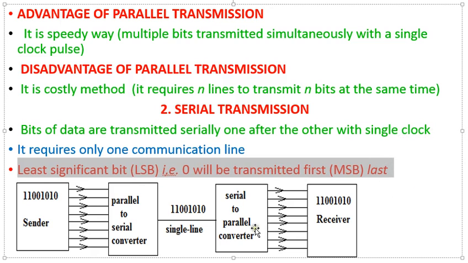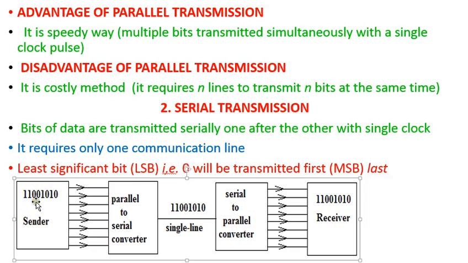Let me explain what we mean by that. If you look at this data here, you can see that we have 11001010. The 0 we have at the end of the right hand side is called the least significant bit, followed by this up to the one we have at the end of the left hand side. It is called the most significant bit. So when we are transmitting this data, this 0 will be transmitted first, followed by this one, followed by this 0, followed by this one, up to this last one, which is the most significant bit.